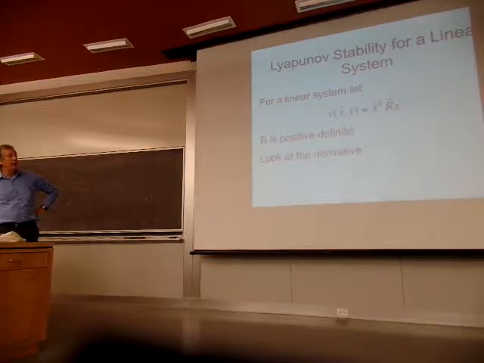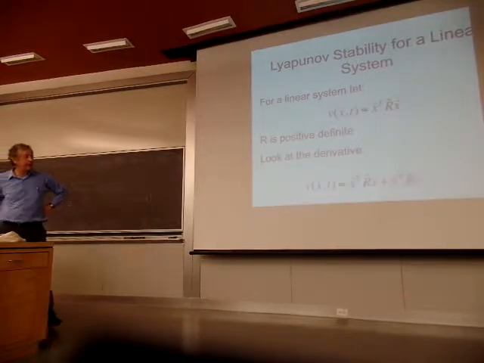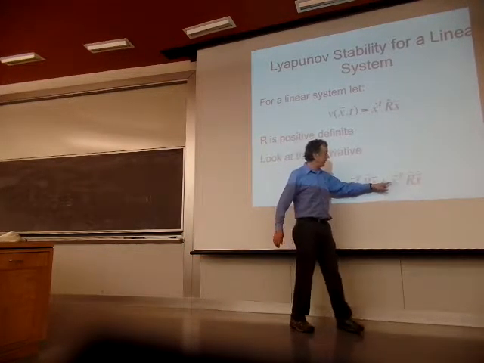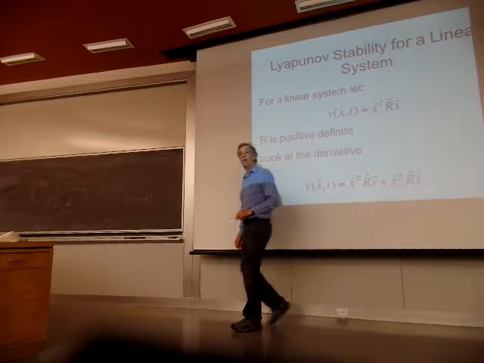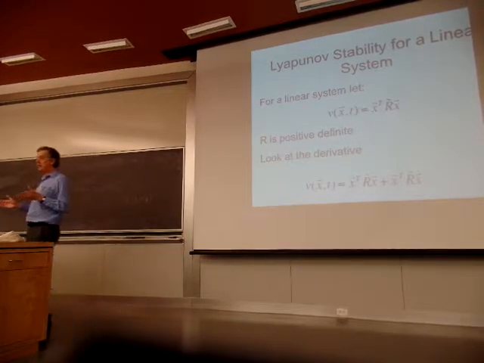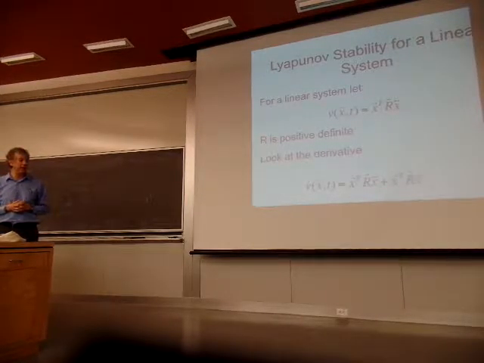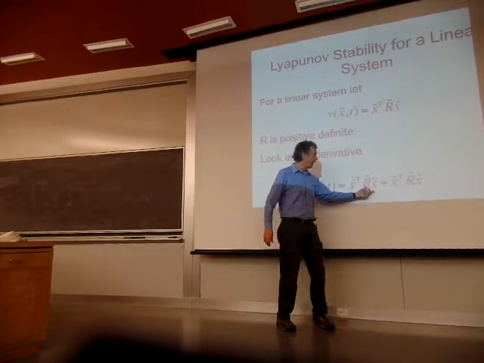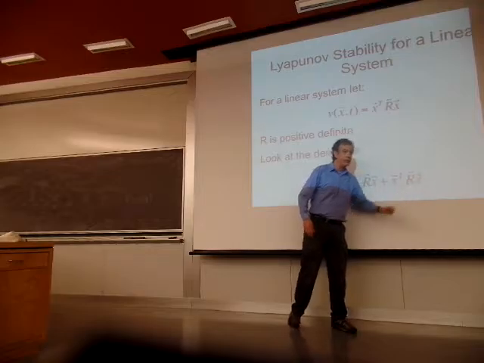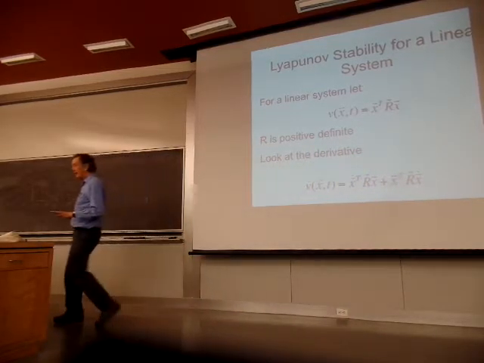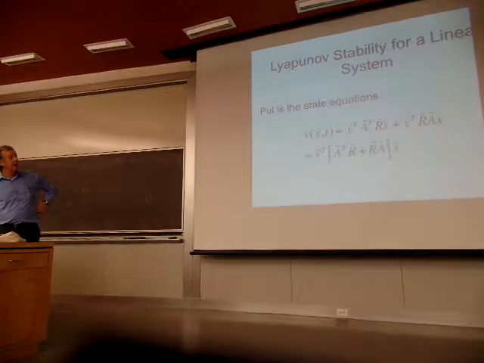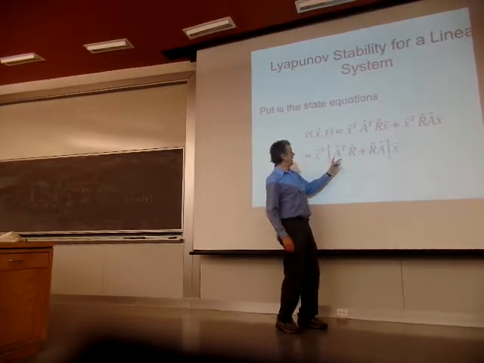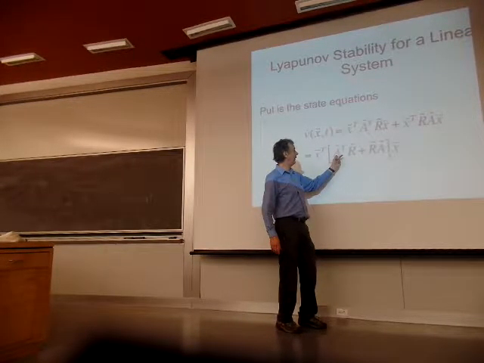And if we look at the derivative, we'll take the derivative of this thing. Derivative of V is x dot transpose R x plus x transpose R x dot. R is a set of constants, so the derivative of that is 0. So differentiate that: x dot transpose R x plus x transpose R x dot. Okay? Problems with that? Okay, so then we put in the state equations, same as we did before. So every time I saw x dot, well, x dot transpose is x transpose A transpose R.